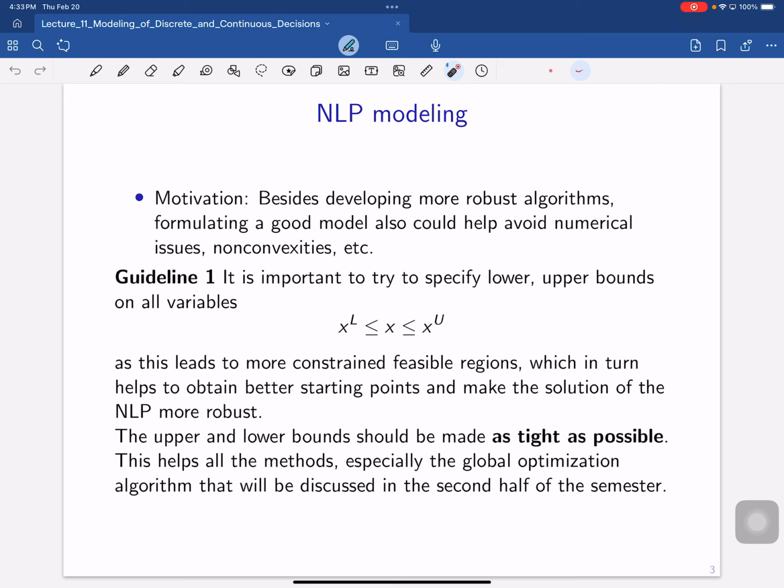Intuitively, having tighter variable bounds will shrink the feasible region of the problem. In some of those algorithms, especially the algorithms we will cover in the second half of the semester on global optimization for non-convex problems, the variable bounds are probably one of the most important factors that determine how fast the algorithm will converge. So it will become more clear in the second half of the semester. But even for convex problems, specifying variable bounds is a good practice.